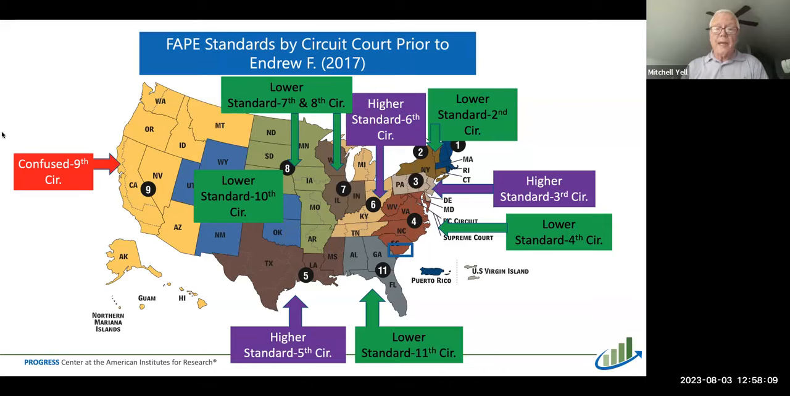Well, anytime you have a difference between circuits like this, it makes it much more likely the Supreme Court is going to hear a case. Well, because they had a difference in the interpretation of the second part of the Rowley test, that made it likely the Supreme Court was going to hear another case, and that happened in 2017, and David will talk about that.